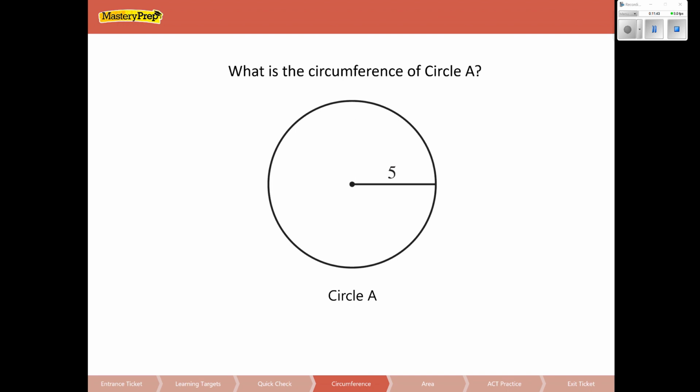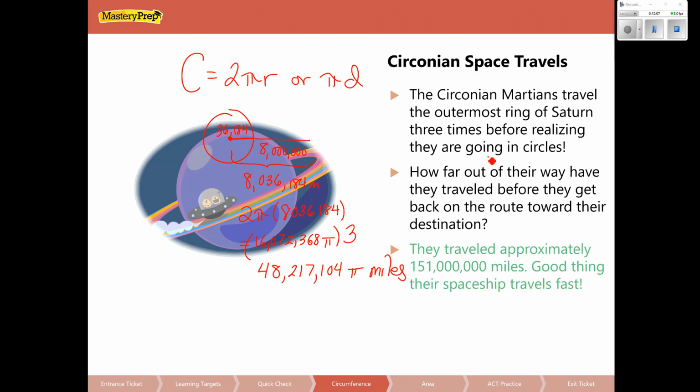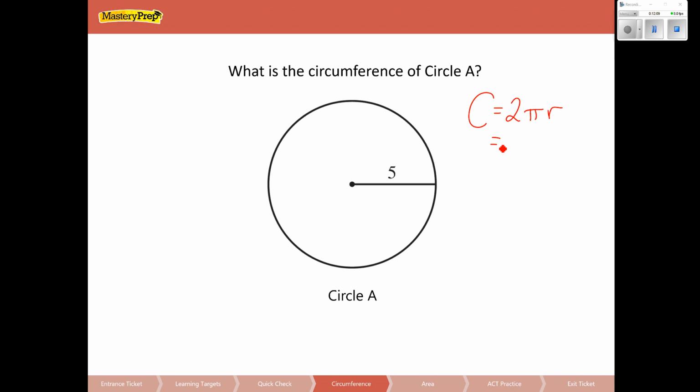So, what would the circumference of circle A be? Because the circumference is 2 pi r, and the radius is 5. So 2 times 5 times pi, which would be 10 pi.